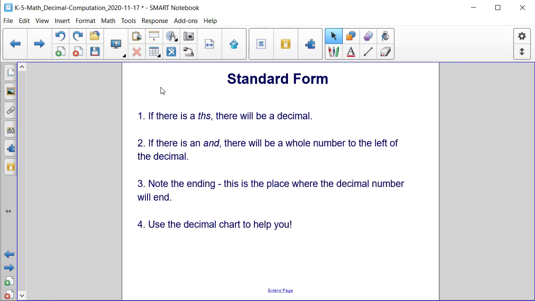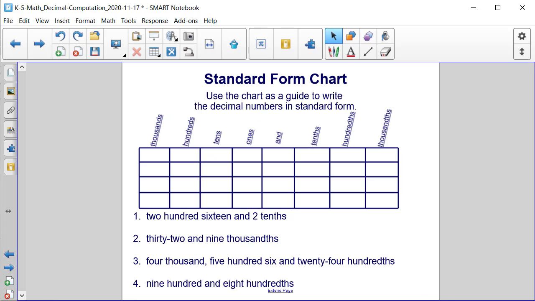When writing a number in standard form, keep these 4 points in mind. If there is a THS at the end, then there will be a decimal point. If there is an and, there will also be a whole number to the left of the decimal point. Note the ending. This is the place where the decimal number will end, and use the decimal chart to help. Use the chart as a guide to write the decimals in standard form.